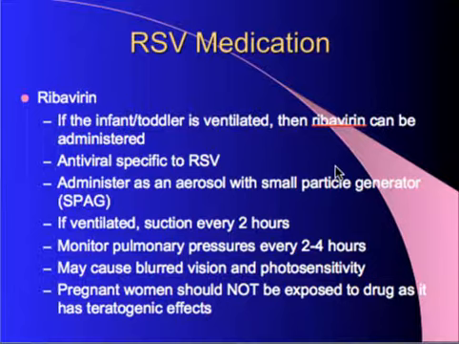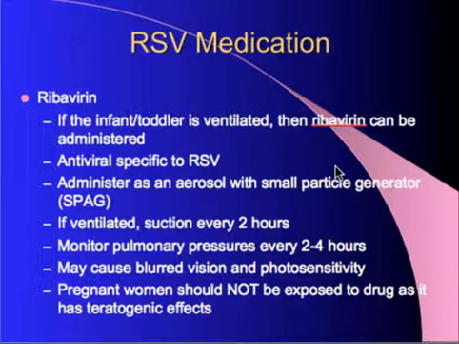Ribavirin is a medication used to treat RSV. If the infant or toddler is ventilated, then ribavirin can be administered. It's an antiviral that's specific to RSV. It's administered as an aerosol with a small particle generator, or SPAG. That's really important information to know.